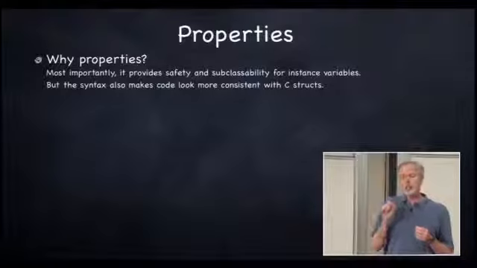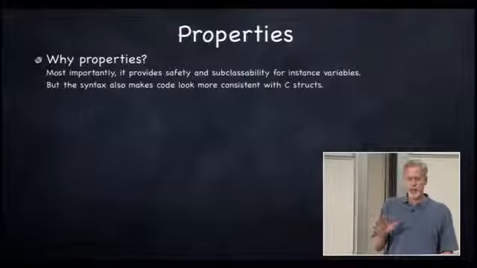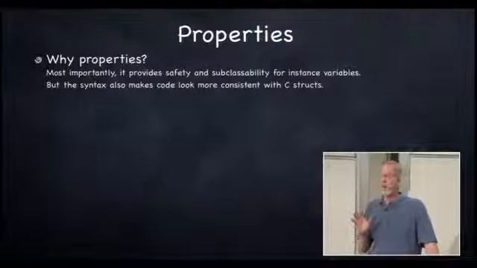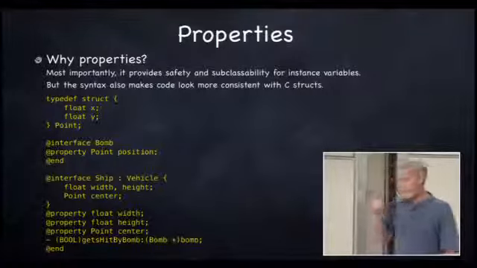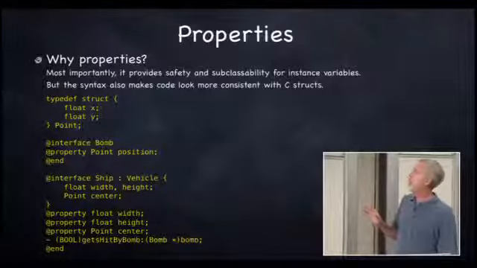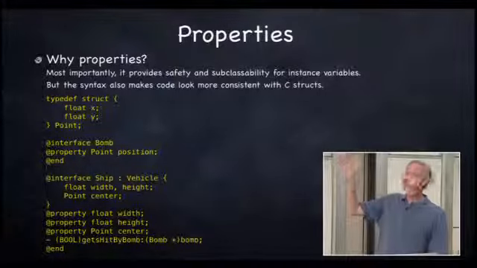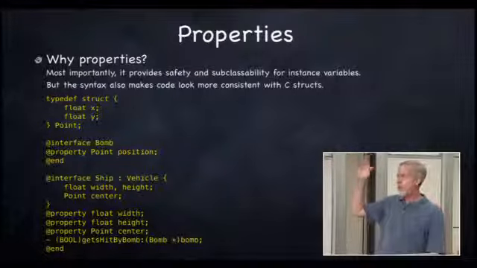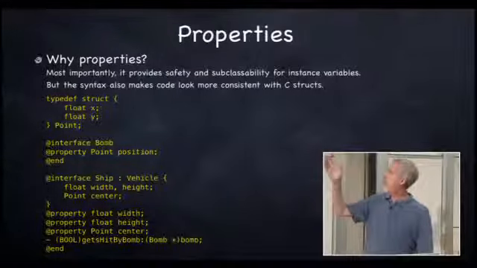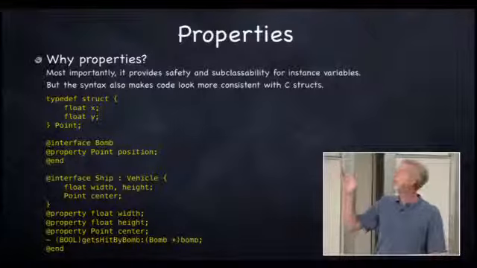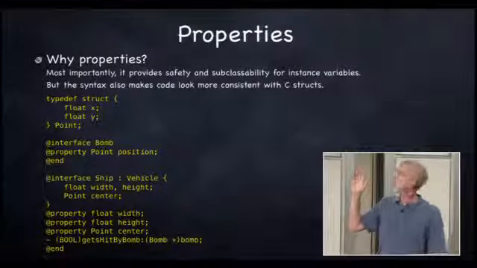But they chose the syntax very specifically to match what the syntax is for C structs. Okay, and I'm going to show a quick example of this. I don't want to spend too much time on this, but here I have a C struct called point. It has an X and a Y in it. It just represents a point, let's say. And then I have an object called bomb, which has a property, which is a point, perfectly legal, called position.